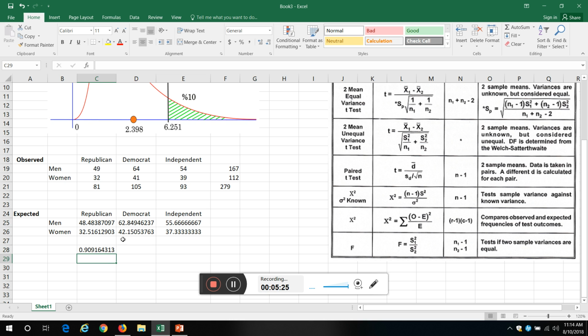So what I'm saying is the difference between men and women, there's a 90.9164313% chance that the difference between men and women is just a result of random variation. And that's the chi-squared. You can have as many columns over here, or rows, as you want. It'll calculate it for us.